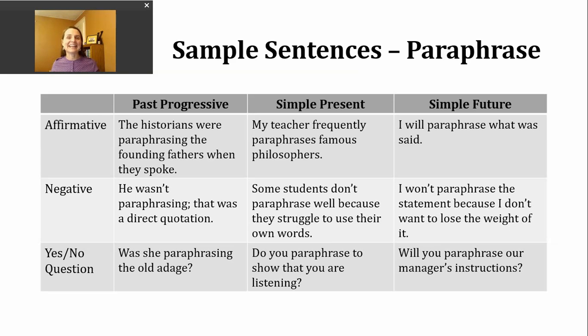This could be in a class discussion where one student has offered to do this verb, to put something in their own words. If I want to make a negative simple future sentence using will, I need to insert not right after will. And you might hear native speakers use the contraction form won't. Here's an example. I won't paraphrase the statement because I don't want to lose the weight of it.